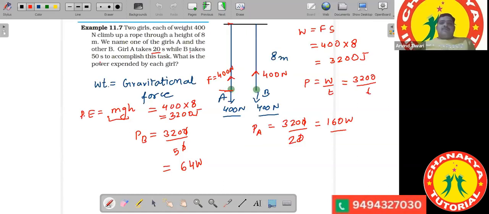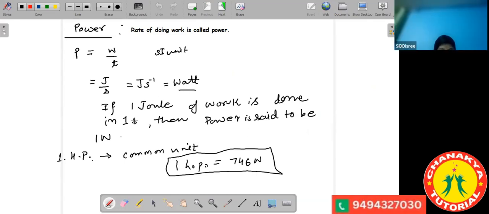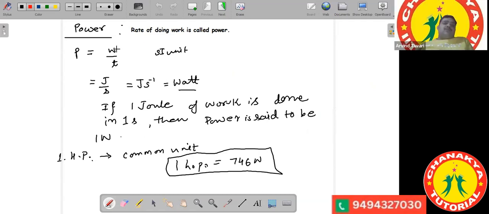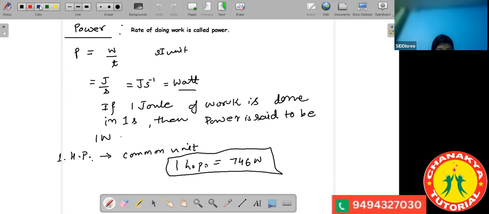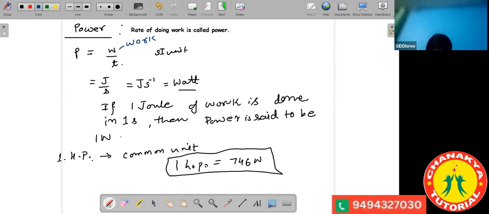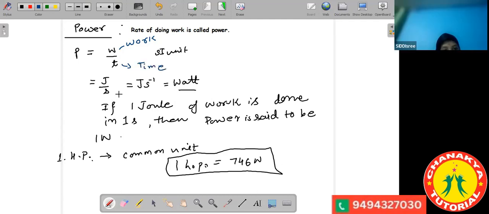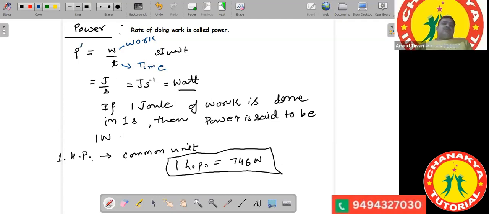Okay, so you have the formula here. See the formula and tell. Sir, P is equal to W by T. And what is W? W is work. Very good. And what is T? T is time. Very good. Sir, what is P, sir? P stands for power. So P stands for power, W for work, and T for time.